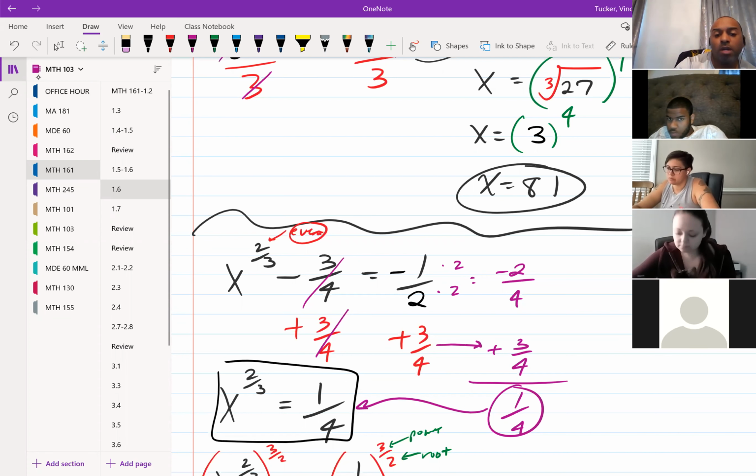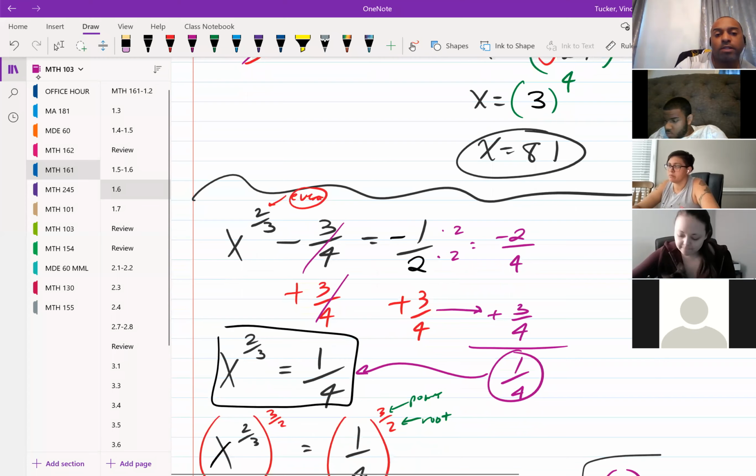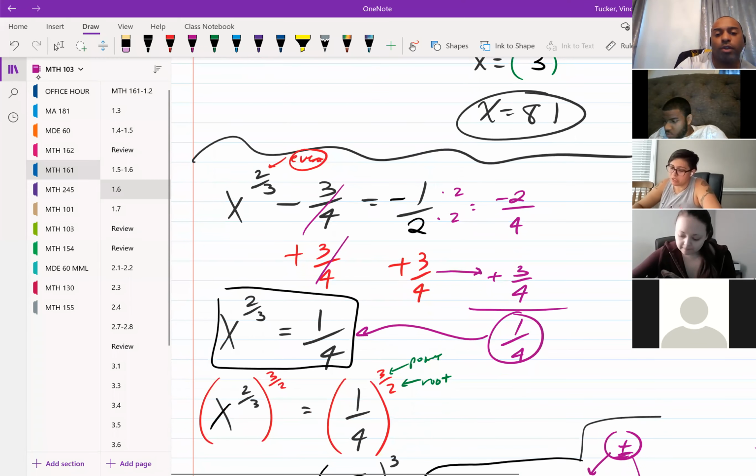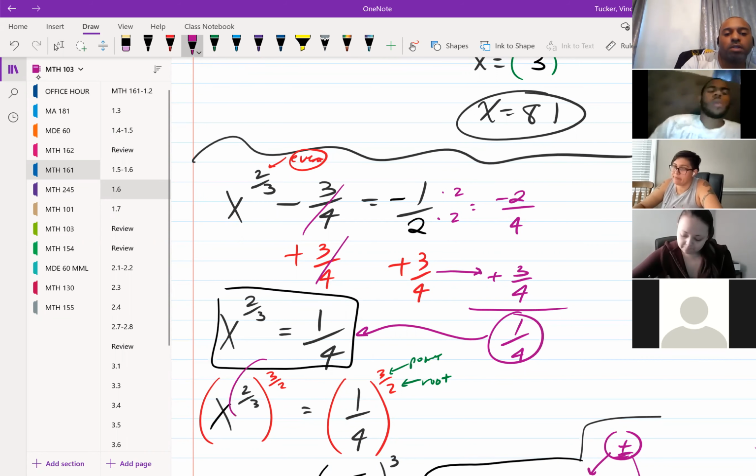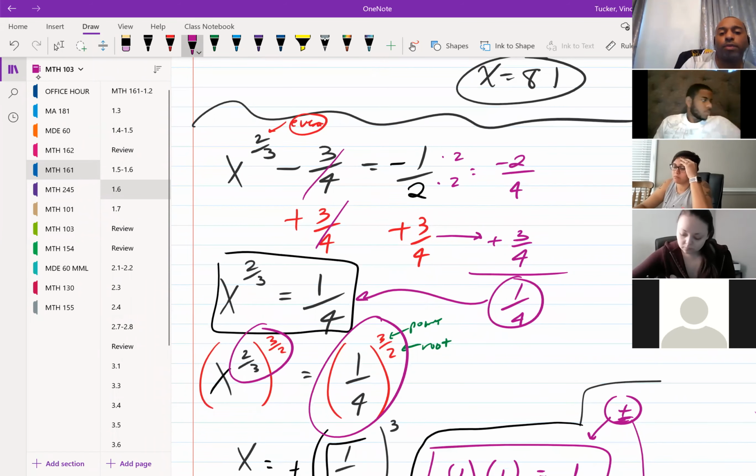All right. So now we need to raise both sides to the 3/2 power. That's what we did here. So they can cancel out and leave us with just x. And then over here, we have 1/4 raised to that 3/2 as well.